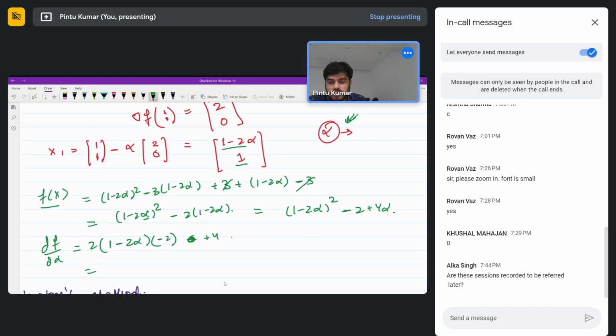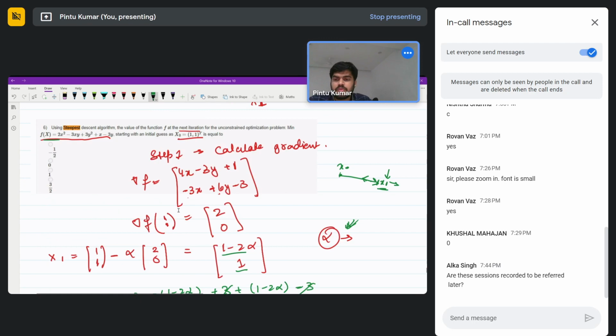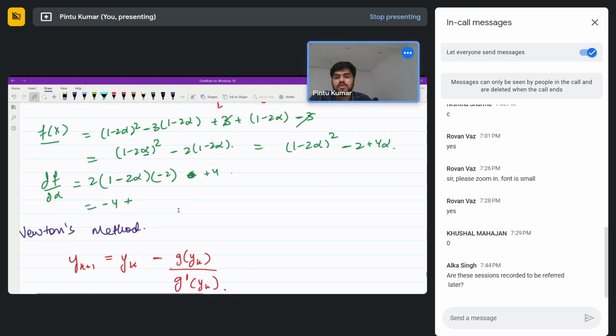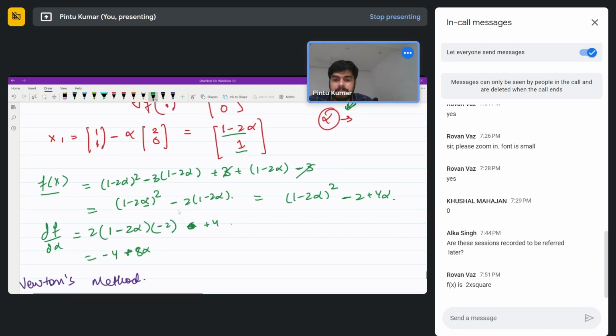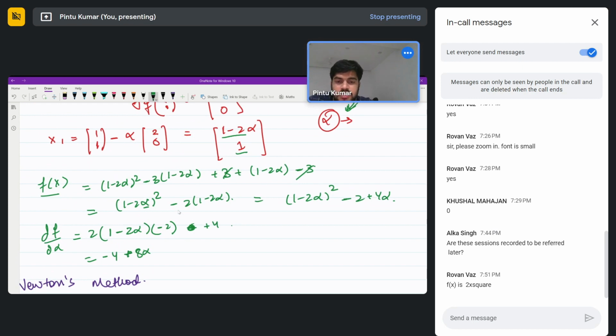So this is minus 4 plus, yeah, I think this is correct. So yeah, this would be plus again, plus 8 alpha. This 4 and 4 are cancelled out. This shouldn't happen. Let me see if I've made some calculation mistake.